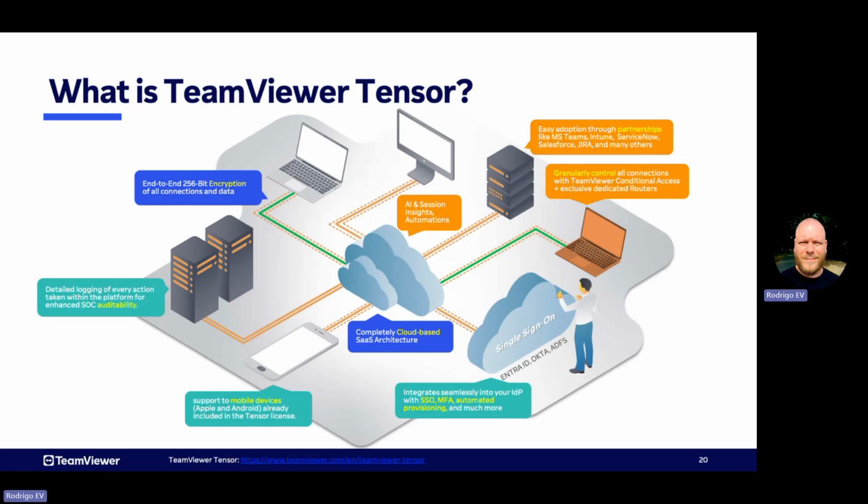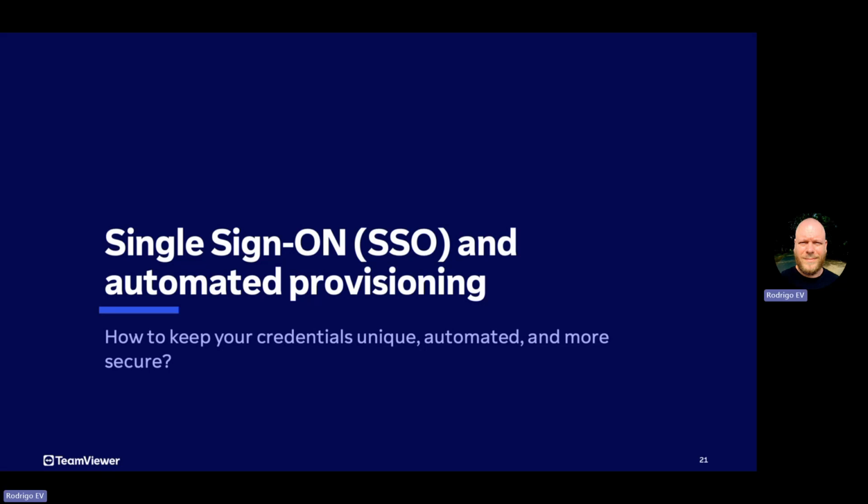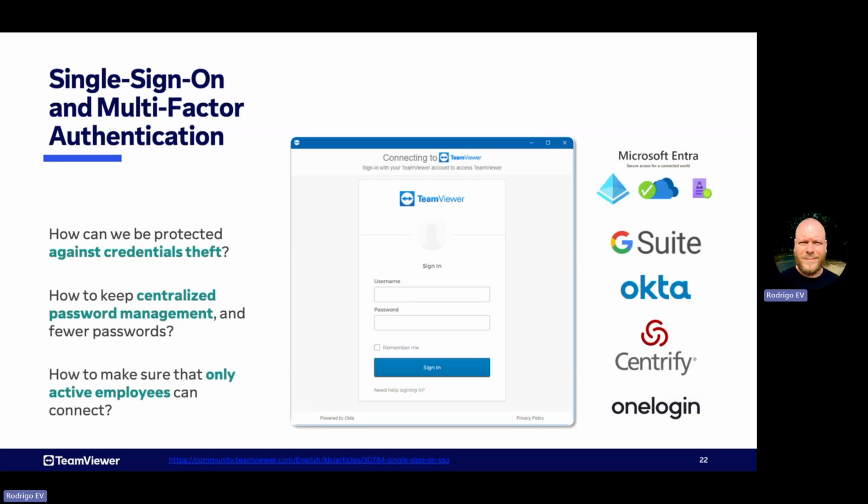So let's take a look at some of those integrations and features and functionalities that we have on the security side. Initially, let's take a look at the single sign-on and automated provisioning. The main idea is to keep credentials unique, secure, automated. So the main idea is to reduce the amount of credentials and password management from both sides. So protecting those credentials against theft or hacking in that sense, and also centralizing password management, so fewer passwords, more security, and automate the provisioning or deprovisioning of accounts.